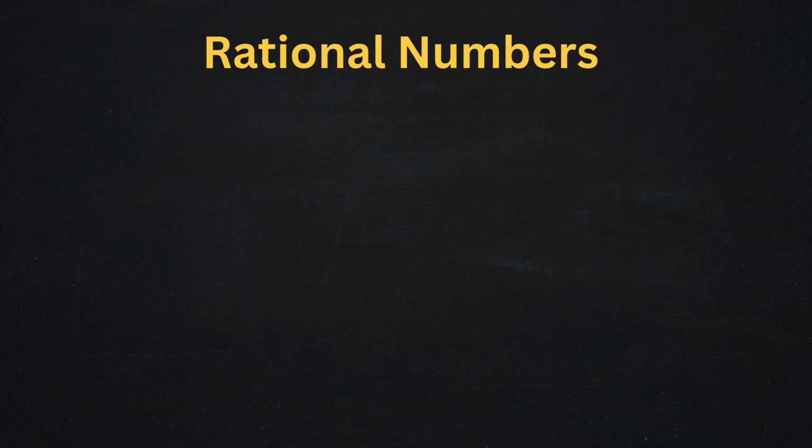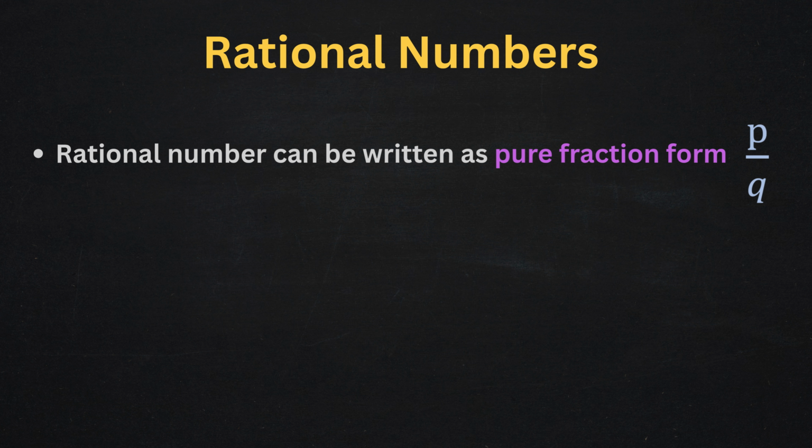First, let's find out what is a rational number. A rational number is any number that can be written as a fraction in the form of p by q, where p is an integer and q is an integer, while q cannot be 0. So if a number can be written in pure fraction form, then it is a rational number.